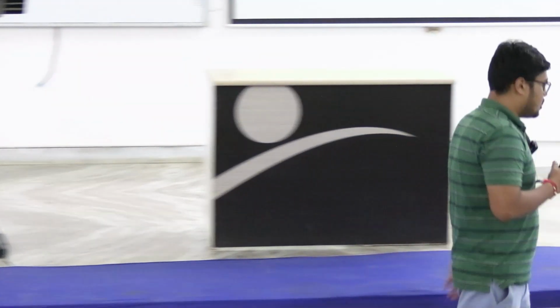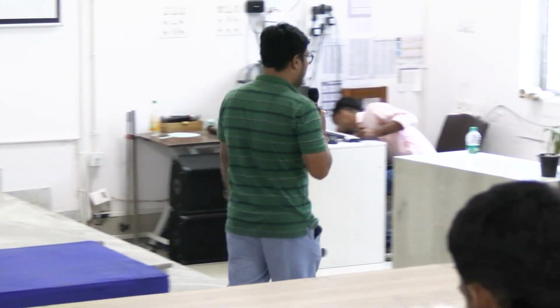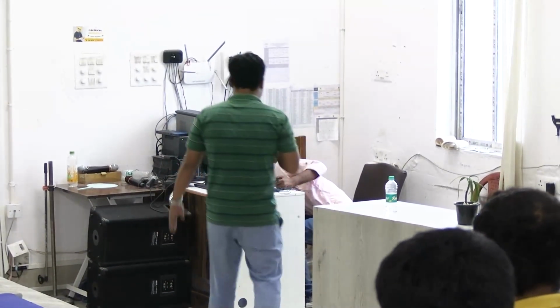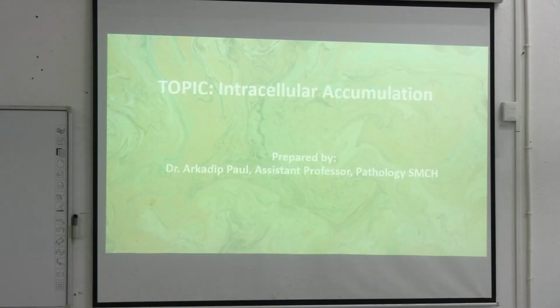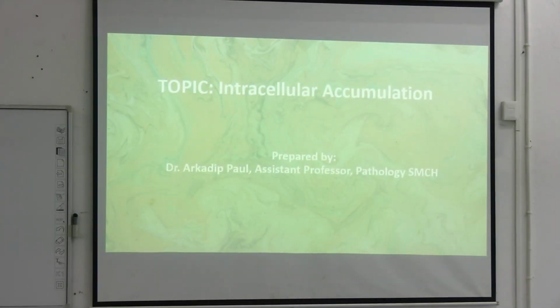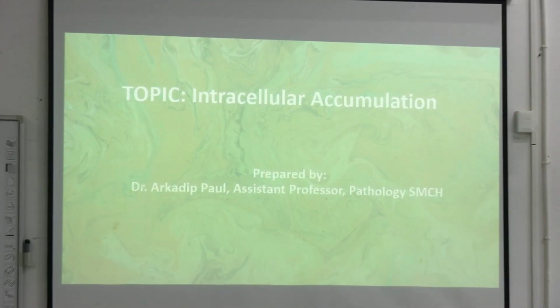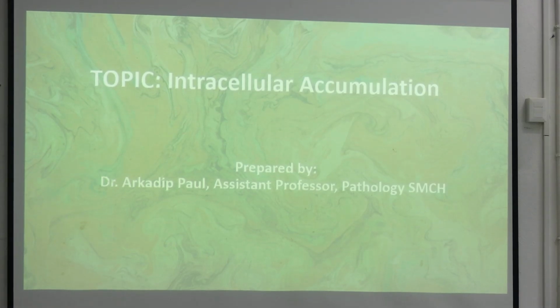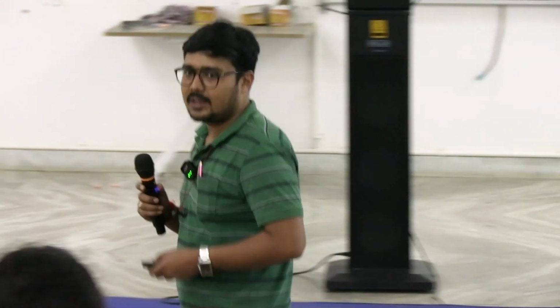We will discuss the various modes and products of intracellular accumulation. So what are the common substances you know that tend to accumulate within the cell, from your common sense? What are the substances that tend to accumulate within the cell? Fat or lipids, glycogen, protein, these are normal.